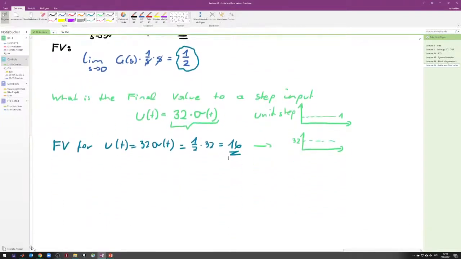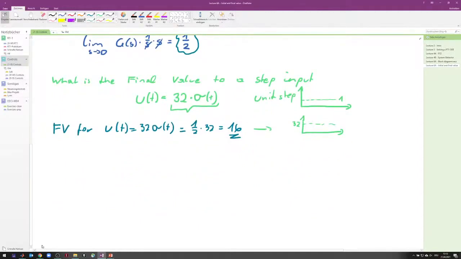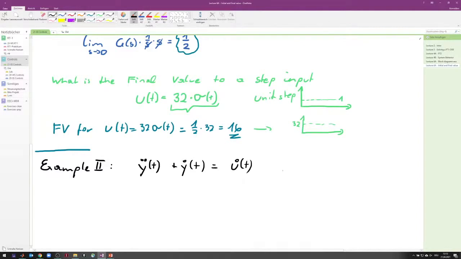Okay, so I think I leave it by that. There are 2 more examples, and we're going to do that in the afternoon. I write it down, and you can do it during your lunch break. If you like, if you don't like, it's also fine. We're going to do it together. The first example is you have the ODE, second derivative of the output plus the first one is equal to the first derivative of the input plus 2u of t.